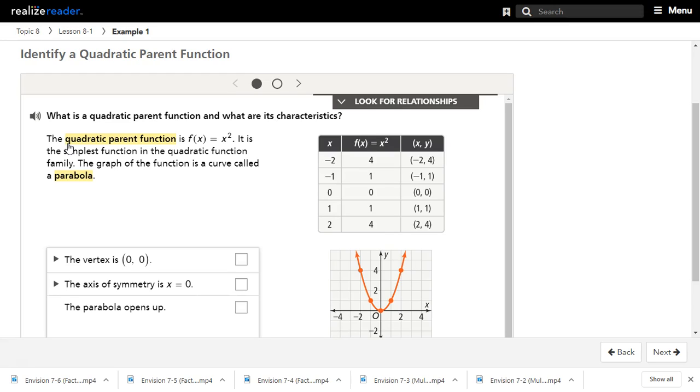This is what we call the parent graph. So, everything starts here, and then everything that's added to this changes the graph. Okay? And we're talking about translations, dilations, which is stretches and shrinks. So, here's a little table they've done for us. You know how to do the table. You plug in x's, right? Plug them in, get your y's, in this case f of x's, and there's your points.